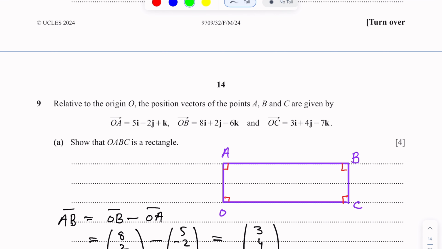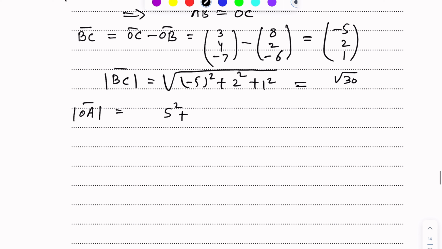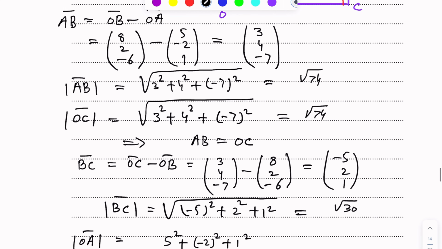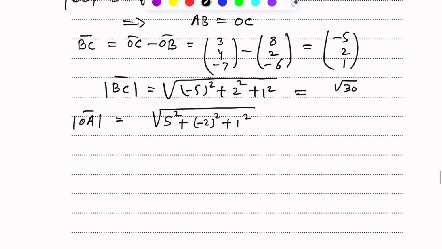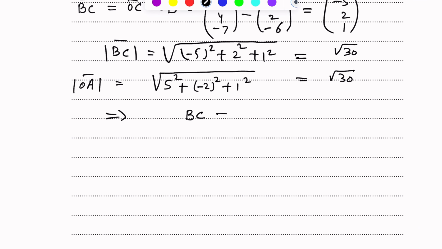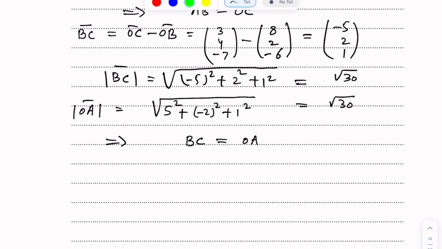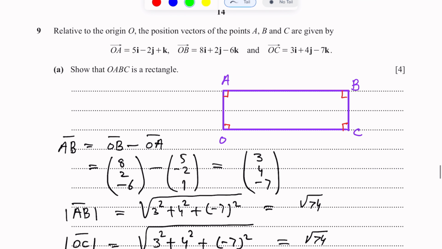Now we find OA. The OA vector is 5, minus 2, 1. The OA magnitude will be the square root of 5 squared plus minus 2 squared plus 1 squared. We get root 30. This shows that BC is equal to OA. The length of BC is equal to OA. So AB is equal to OC and OA is equal to BC. Now we have to show the angles must be right.